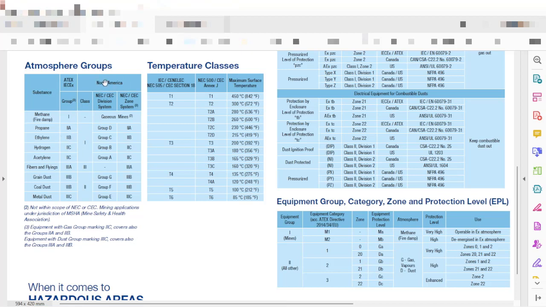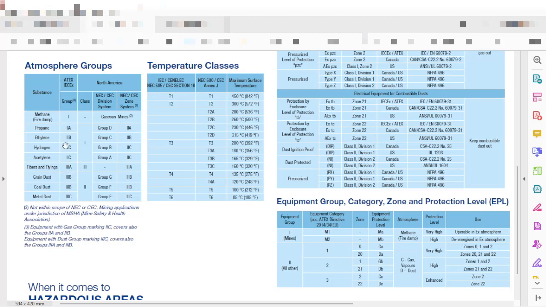If I'm talking about North America for gases and vapors, I have class 1. And for ethylene oxide, if I am using the division system, I will identify ethylene oxide as group C. However, if I am in Canada doing a new project, instead of using group C, I can identify ethylene oxide as substance 2B. Interesting to mention that the zone system applied in North America for new projects matches the information that we have in the international or European system.